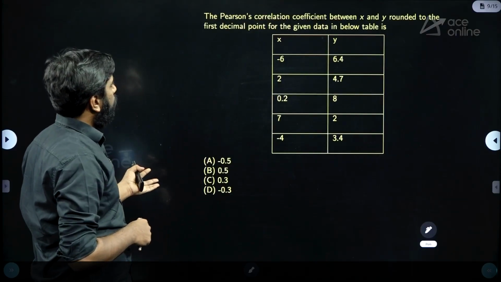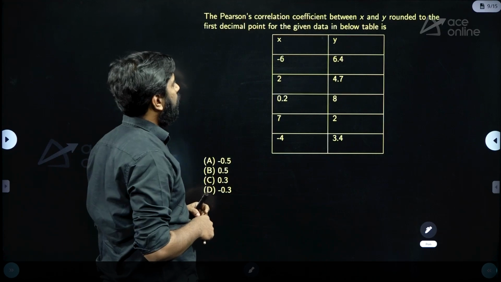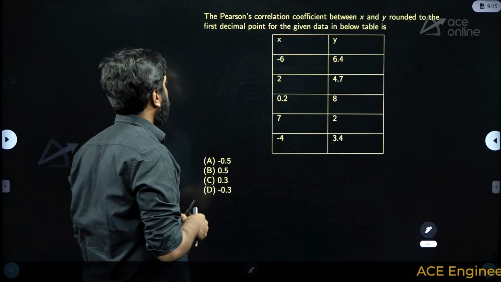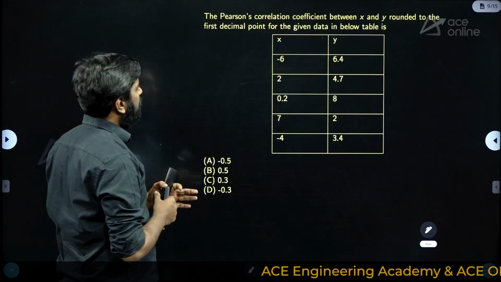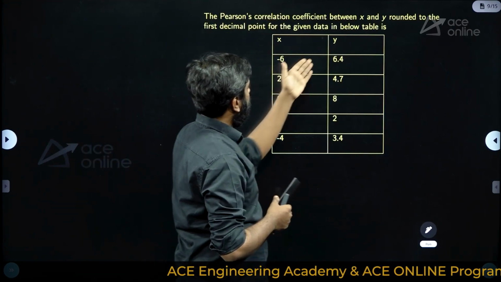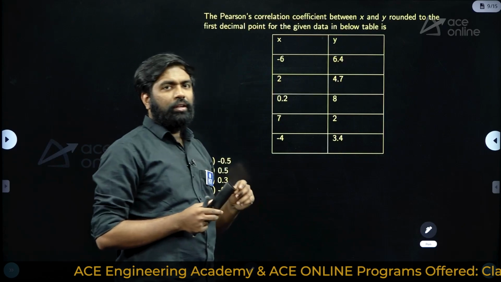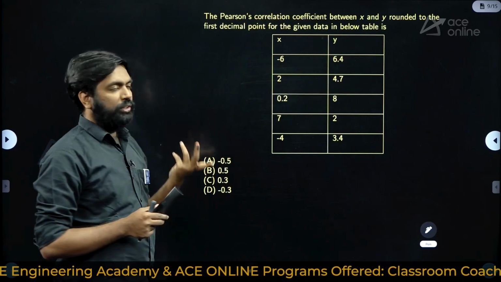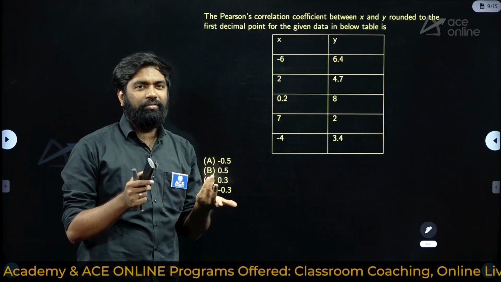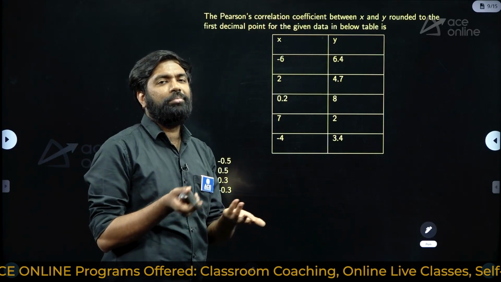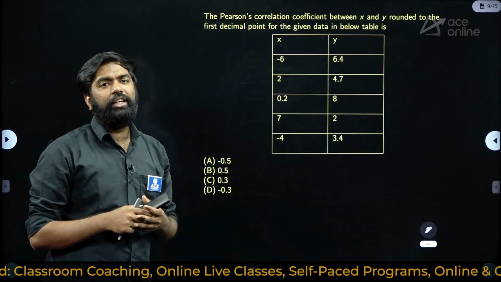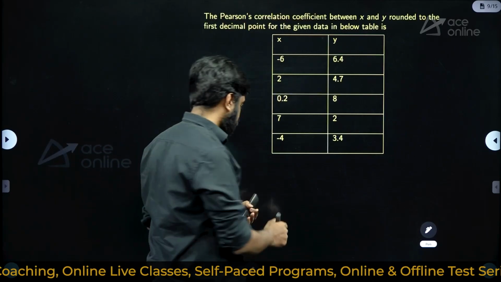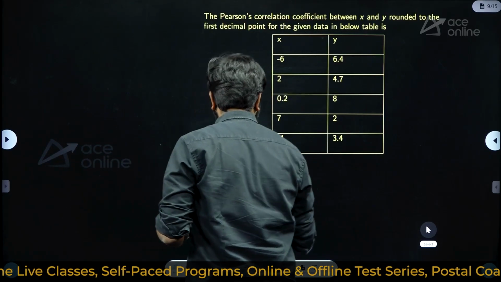The Pearson's correlation coefficient between X and Y rounded to the first decimal point for the given data in the below table is dash. They gave some X observations and the corresponding Y observations. They want the Pearson's correlation coefficient. So we know that this correlation concept is given in the data science and artificial intelligence paper. How do you find the correlation coefficient? So what is the expression for the correlation coefficient?